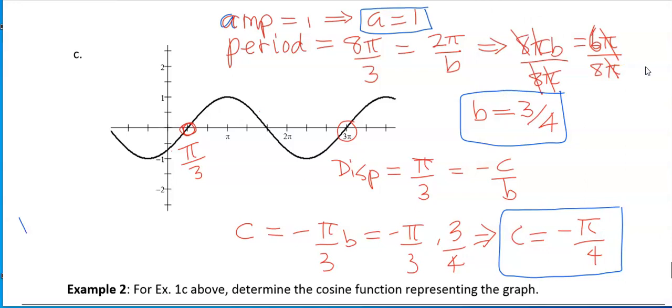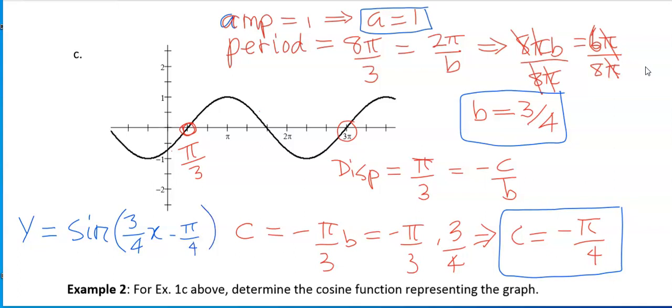So anyway, here's my equation. Y equals, A was 1. Now, you don't need to put the 1 there. You can if you want, but it's not necessary. Sine, bracket, B is 3 over 4. Don't forget your X. If you forget your X, it's not correct. And the C was negative pi over 4. There you go. There's your answer right there.